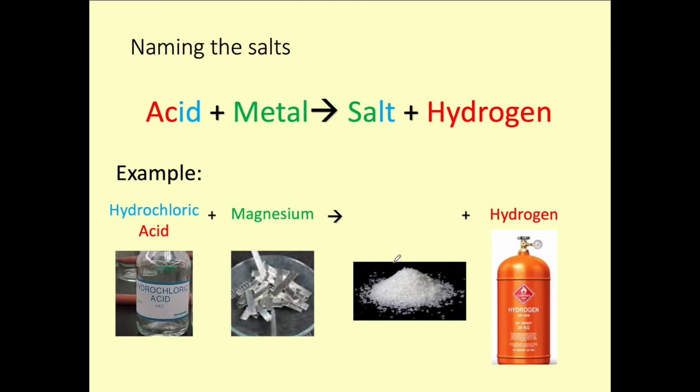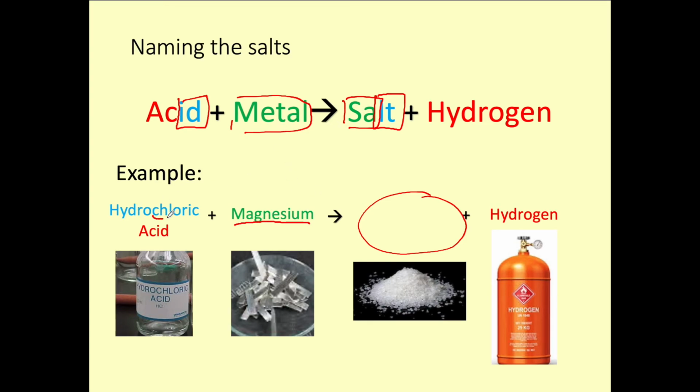So if we return to this reaction between magnesium and hydrochloric acid, we need to be able to name this salt. We need to look at what our metal is to get the start of the salt, and we need to look at what type of acid it is to get the salt ending. So our salt has to have magnesium as the metal part, and for hydrochloric acid, it's going to be a chloride. So magnesium chloride is our salt.